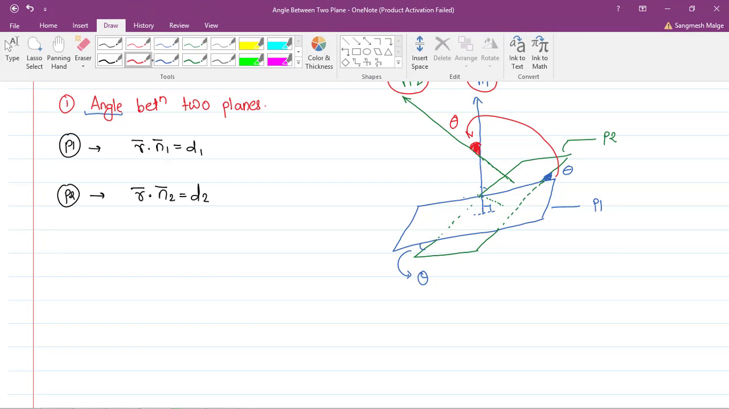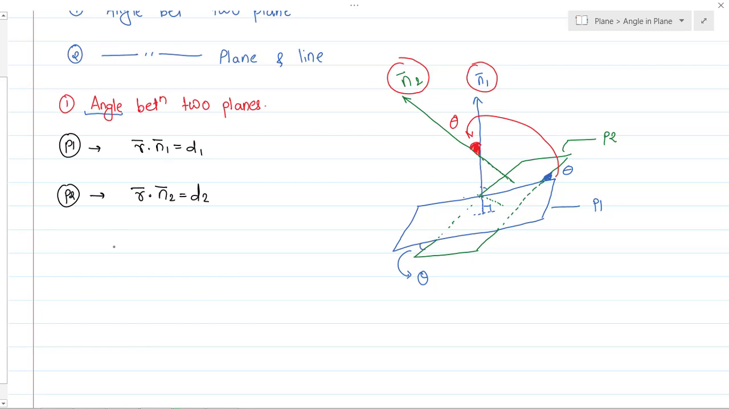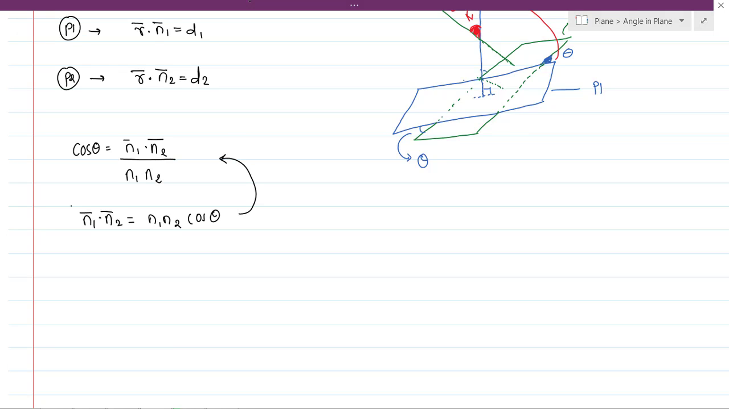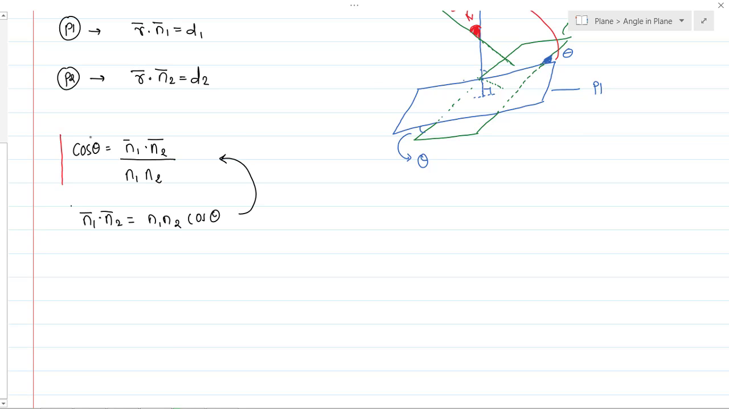If you know the two vectors, how do you find the angle between them? It's very simple. cos theta equals n1 bar dot n2 bar divided by n1 into n2, which are their magnitudes. How does this formula come? This is nothing but the simple dot product of two vectors, which we have studied in vectors. n1 bar dot n2 bar equals n1 n2 cos theta, and from this I got the formula. So the angle between the two planes is cos theta equals n1 bar dot n2 bar upon n1 n2. It's very simple.